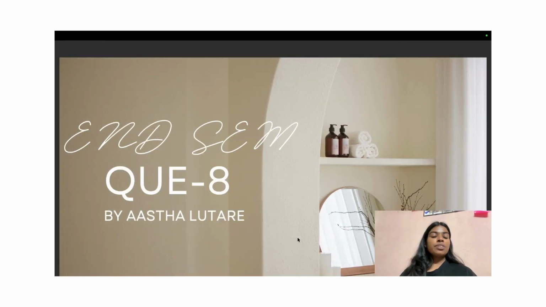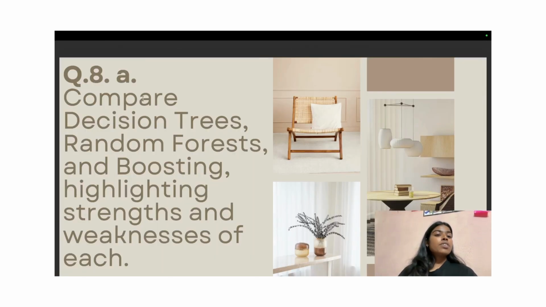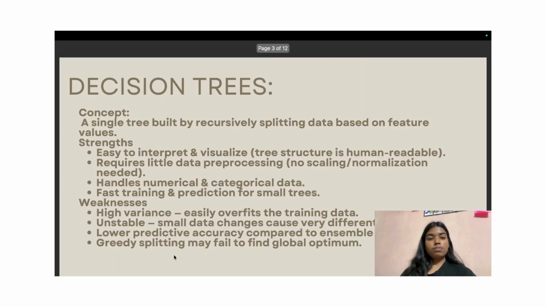Good afternoon, everyone. Today we will discuss question number 8 of the end semester examination. The first part is: compare decision trees, random forest, and boosting, highlighting strengths and weaknesses of each.